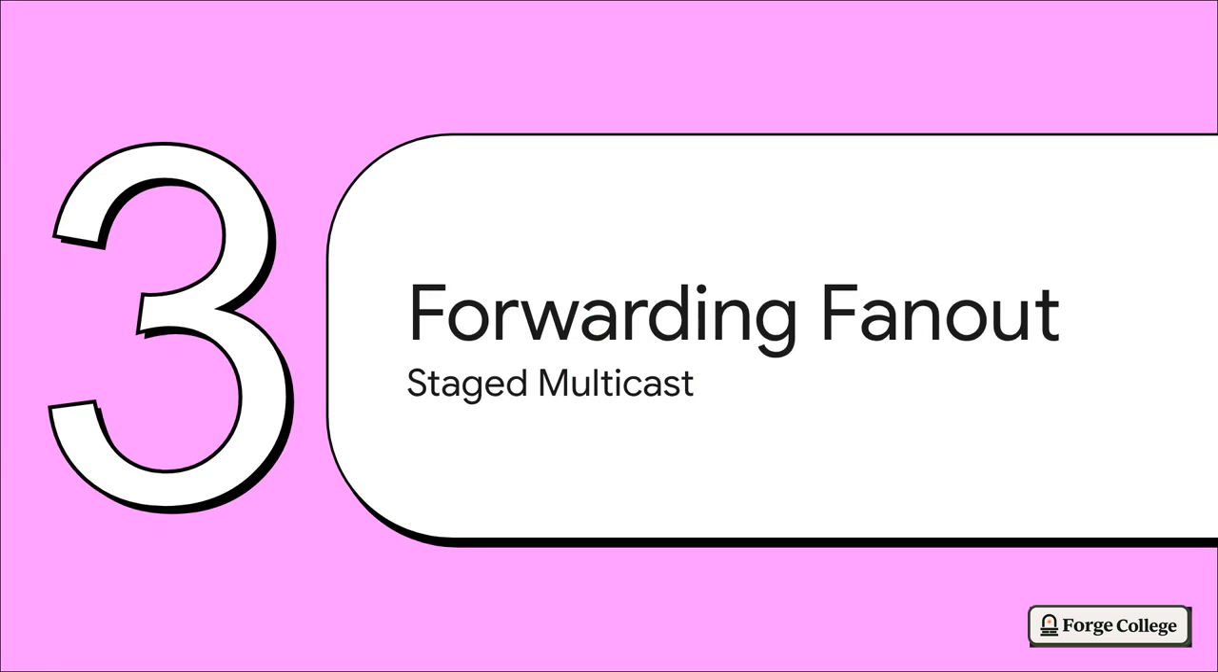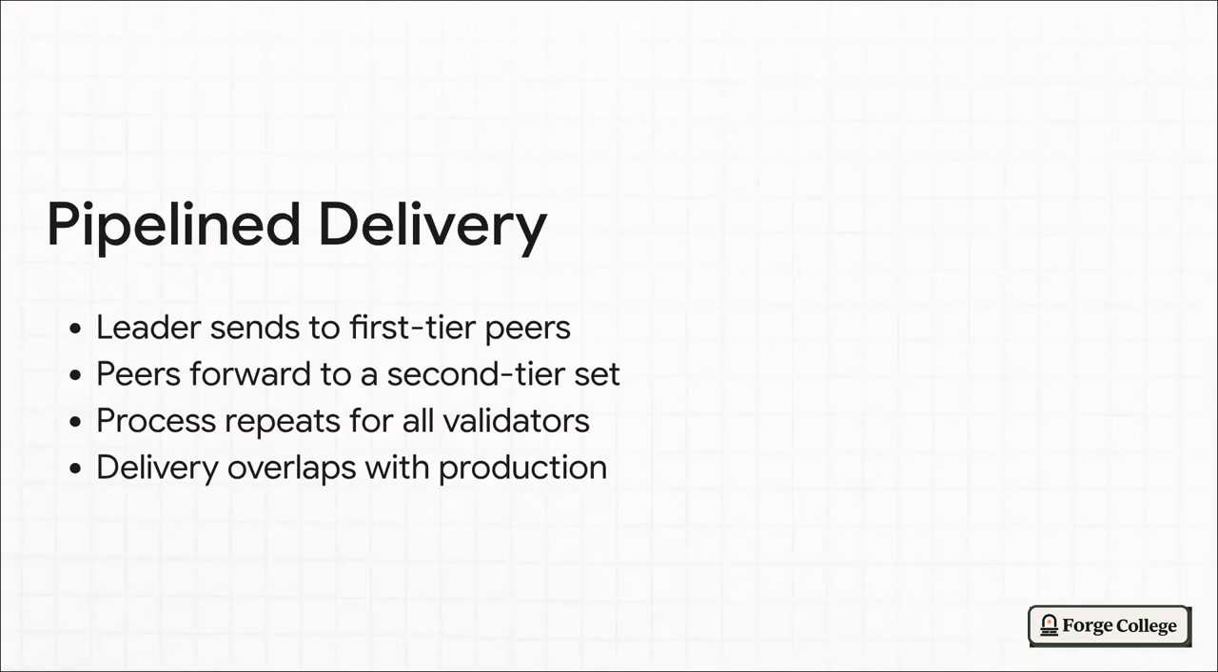This is staged multicast in action. So instead of direct delivery, Turbine uses this beautifully layered cascading tree setup. The leader takes those fresh shreds and sends them only to a very small, select first-tier set of peers. Boom, the leader's job for those shreds is totally done. Then, those first-tier peers forward the data to a second-tier set, and it just spreads outward exponentially, like wildfire. And the best part? It's all pipelined. While the network is busy forwarding shred number 1, the leader's already pumping out shred number 2.